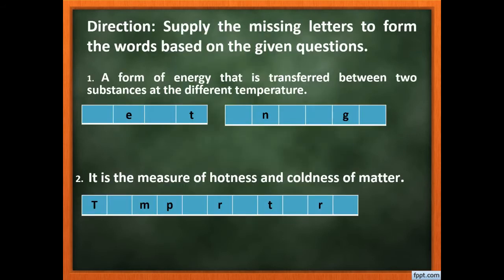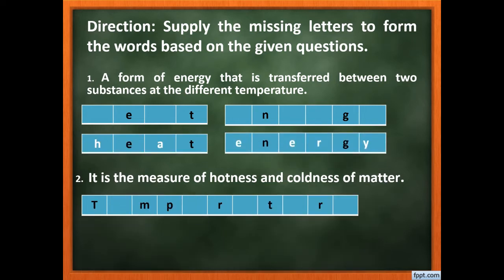But before we move to our lesson and activities, let us test yourselves regarding our previous lesson by answering the following questions. Direction. Supply the missing letters to form the words based on the given questions. Number 1. A form of energy that is transferred between two substances at the different temperature. What is the answer in question number 1? Correct. The answer is heat energy.